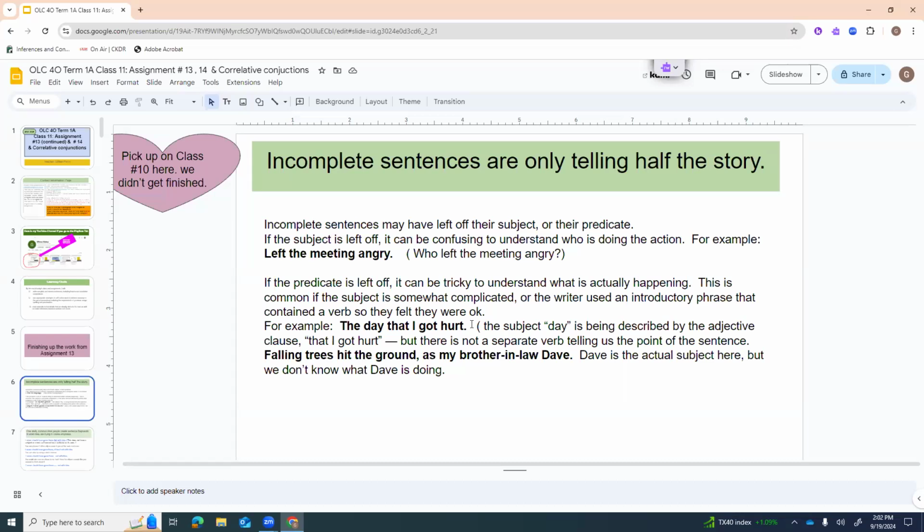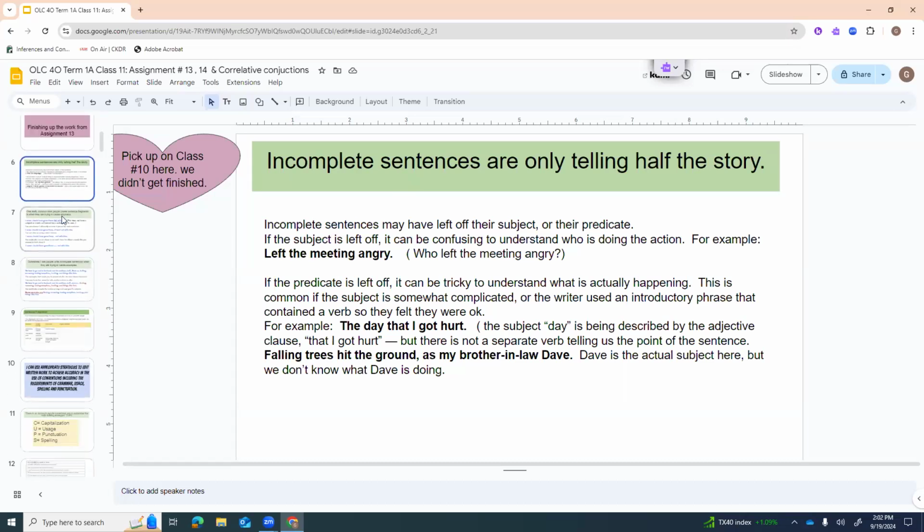"Falling trees hit the ground as my brother Dave." What did he do? Now, here's the one. Falling can be a verb, but in this case, falling is actually describing the trees. It's acting as an adjective. I still don't know what brother Dave is doing, and he's the main topic of the sentence the way it's written. So when you're writing an incomplete sentence, you're leaving your reader a bit confused. Okay.